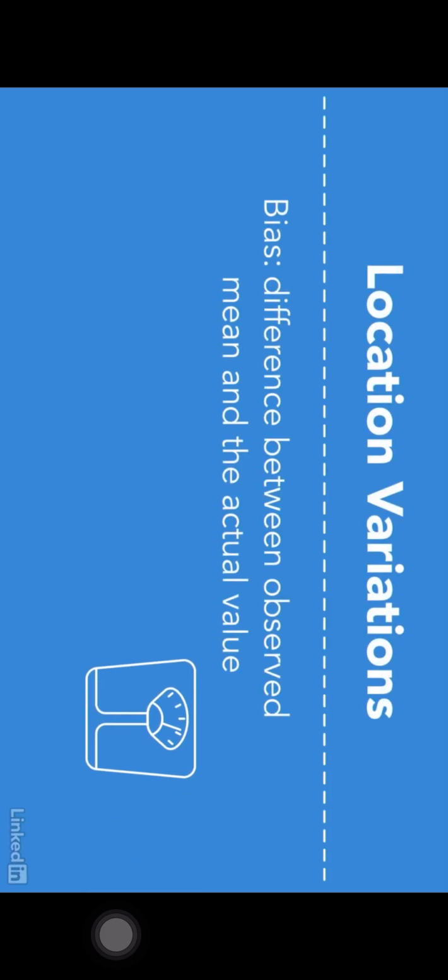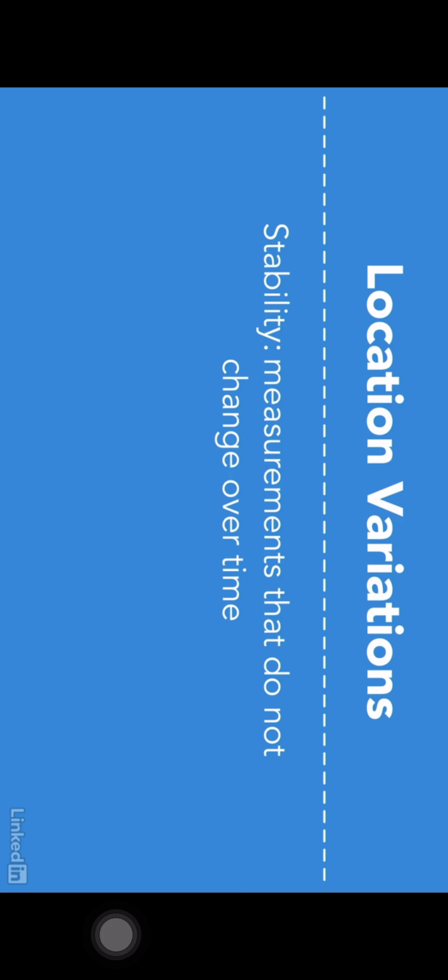Bias is the difference between the observed mean or average of measurements and the true actual or reference value. For example, if a bathroom scale is not centered on 0 when there is no one standing on it, then there is bias. Bias is easily corrected by calibration. Next is stability, which refers to the measurements being stable and not drifting or changing over time. There is also linearity, which is the difference in bias throughout the operating range of a gauge.